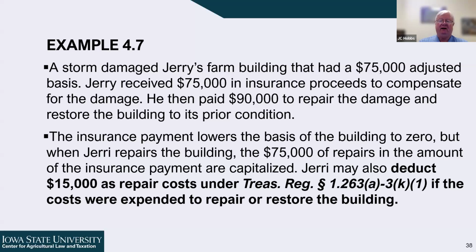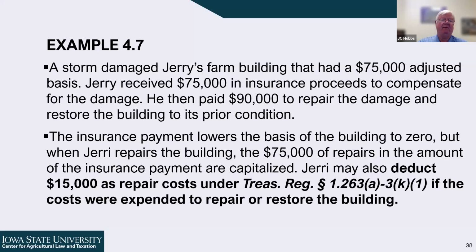He puts the repairs into the building. The $75,000 in repairs to get it back to the original, the amount of the insurance payment, are capitalized. Then he can deduct the extra $15,000 as repair costs if they were expended to repair and/or restore the building. So they're not lost. This explains how it all works. You're allowed to depreciate part, and then the other part you get to take as a deduction as a repair expense.